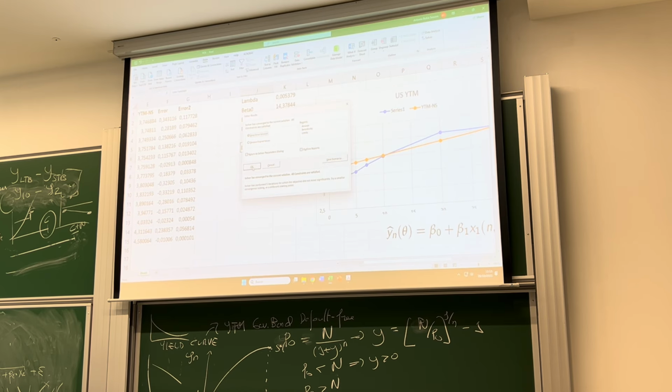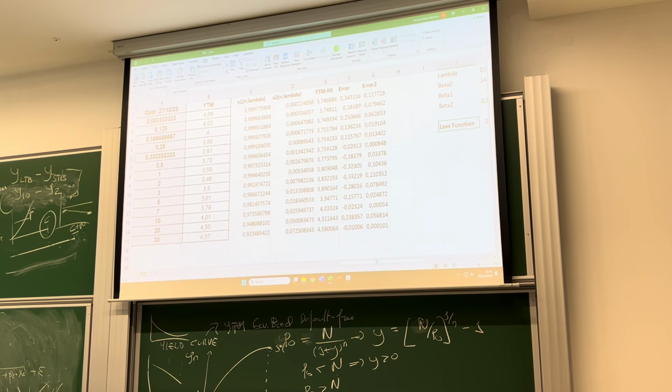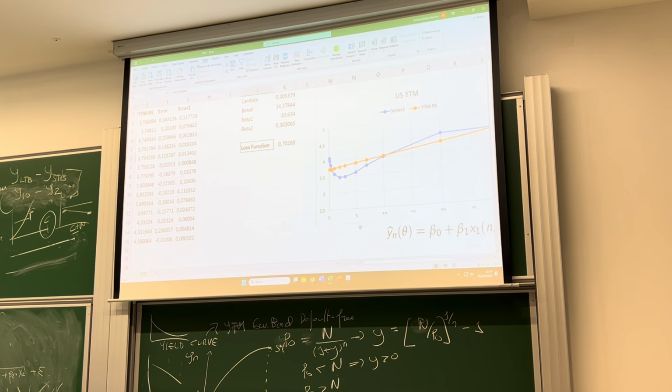and Excel did the job. We will have a certain loss function, a certain fitting, and these are our values. Probably very bad, this could be improved. Let me try to make something more smart, something like this.